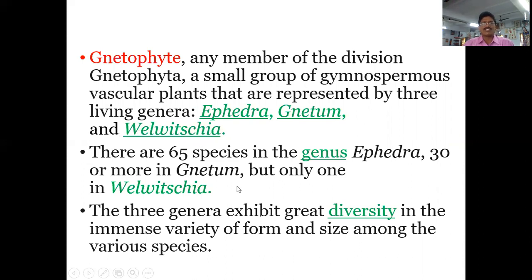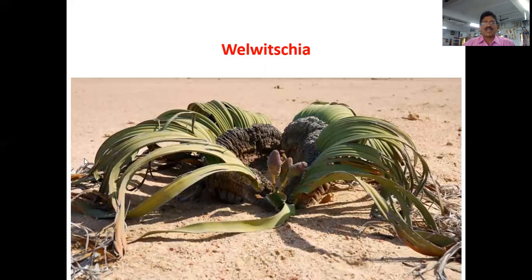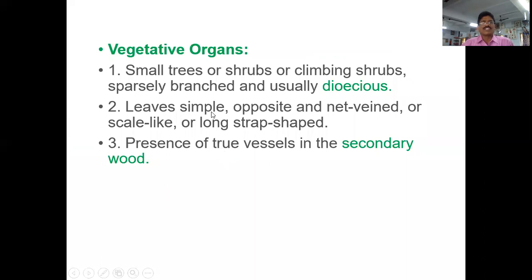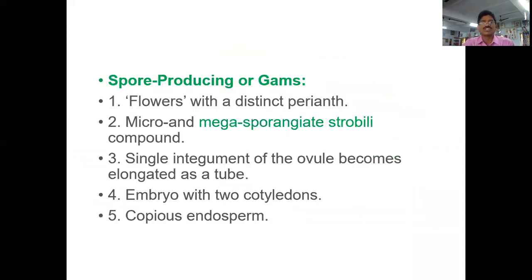There are 65 species in the genera. Ephedra has 40 species, and Welwitschia plants are also available in nature. When you see the Welwitschia, these are plants of Welwitschia, these are leaves, these are the cones. So what are the main vegetative organs in these plants? Small trees and shrubs, climbers and shrubs. Branched, usually dioecious plants. Leaves are simple, opposite, and net-veined or scale-like. The presence of true vessels in the secondary wood.